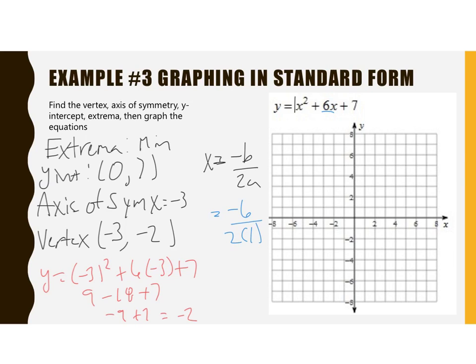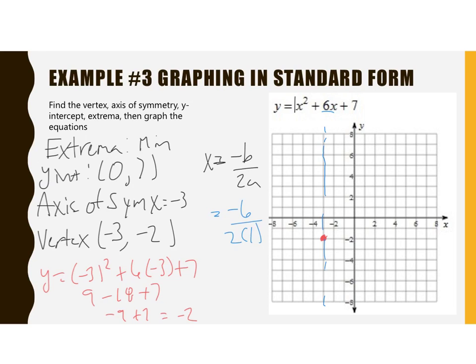Let's start graphing by plotting the points we do know. I'm going to start with the vertex. The vertex is -3, -2, which means my axis of symmetry goes right down it. Now the axis of symmetry cuts my parabola in half, which means every point on the right side of the parabola has a matching point on the left side.